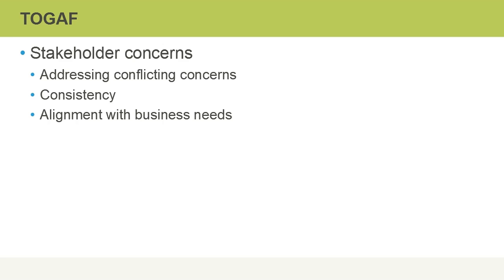Also, there needs to be consistency with how stakeholder concerns are dealt with. Organizational policies will deal with this, as well as business processes. In the end, it's important that all of our IT solutions support business processes so that we make sure our solutions have some kind of return on investment over time because they align with business needs.